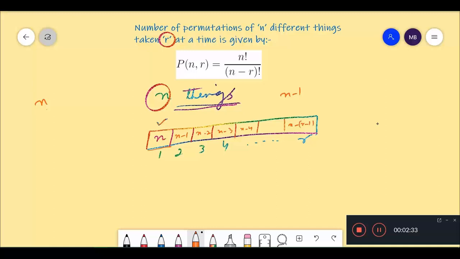r minus 1. Why r minus 1? Because there are a total of r places. This is n, then n minus 1, n minus 2, n minus 3, n minus 4, and so on. If we have r places, we are starting with 1, 2, 3, 4, and this will be the rth place, since there are a total of r places. So we can write it as n minus (r minus 1), which is equal to n minus r plus 1 ways. So this is our number.